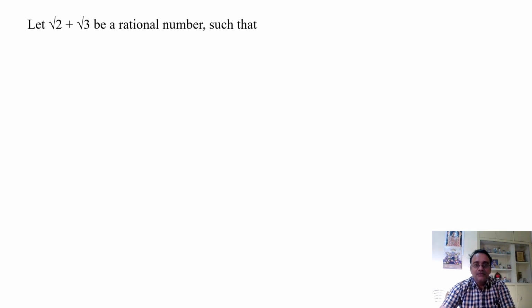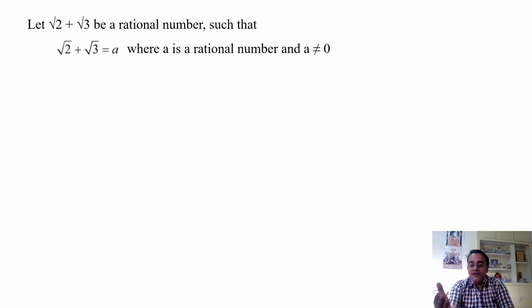Let root 2 plus root 3 be a rational number such that it is equal to a, where a is a rational number and a is not equal to 0. Now here also one student asked that sir हम लोग a is not equals to 0 कैसे लेंगे, क्योंकि root 2 और root 3 का वैल्यू जो है that we know that they are positive value and we are adding two positive values, definitely it will be positive. So we can assume a is not equal to 0, there is no problem.